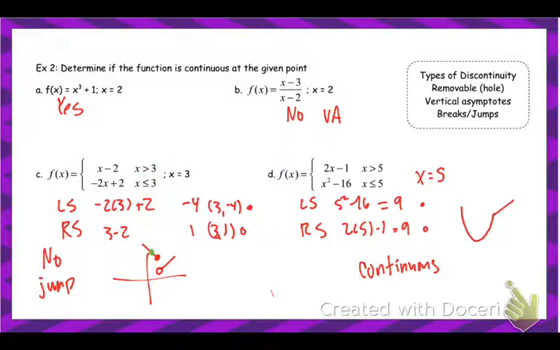Now, it is possible to have a removable discontinuity on these graphs. One example would be for example, on D, if instead of less than or equal to, that was just less than 5. That would be a removable discontinuity because now you would have an open circle at that point for both of those graphs where they meet up. And they both approach that value, so that would be a removable discontinuity.